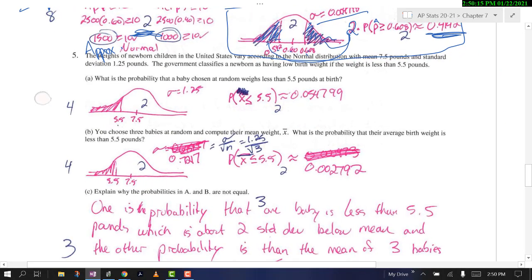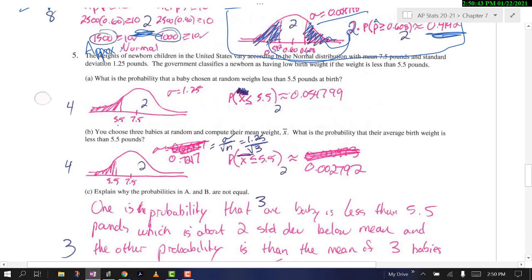Number 5, we're talking about newborn children, where we have a mean of 7.5 pounds, standard deviation of 1.25 pounds, and the government classifies a newborn as having low birth weight if it's less than 5.5 pounds. Find the probability that a baby chosen at random weighs less than 5.5 pounds. This is not a sampling distribution. This is just a regular population distribution.